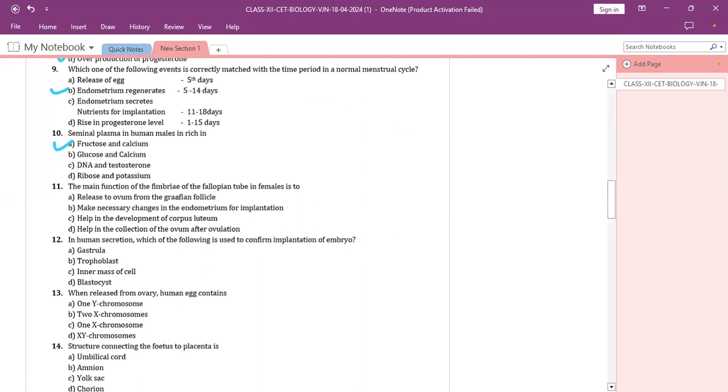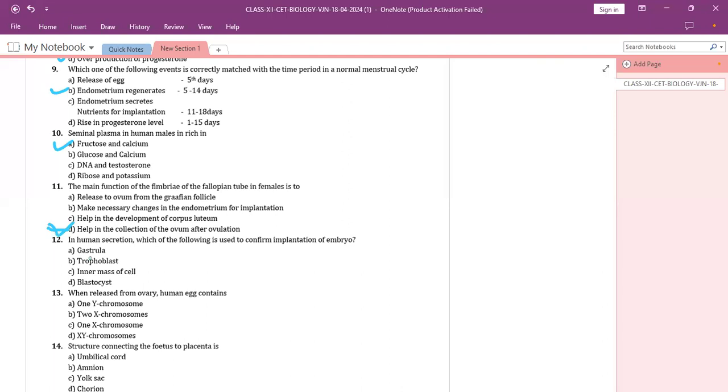11th one. The main function of the fimbriae of the fallopian tube in females is to: A. release the ovum from the Graafian follicle, B. make necessary changes in the endometrium for implantation, C. help in the development of corpus luteum, D. help in the collection of the ovum after ovulation. Obviously the fimbriae are the cilia-like structures present in the infundibulum near its margin, which help in the collection of the ovum. That is option D.